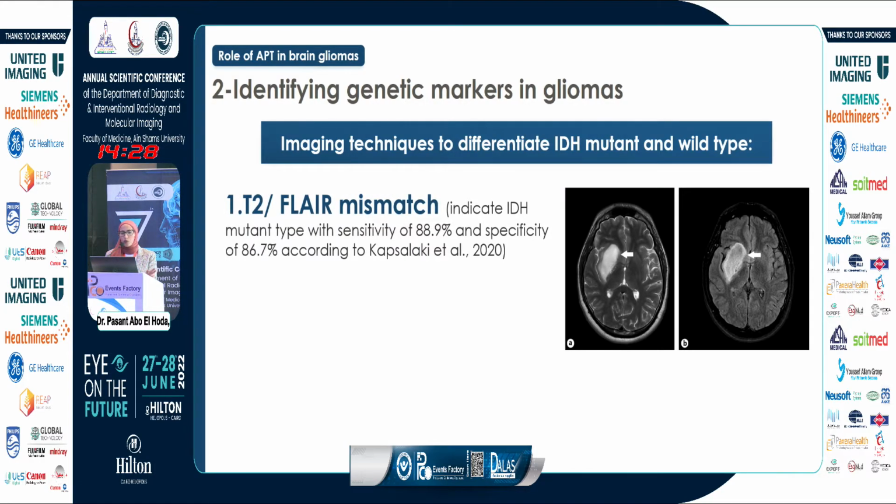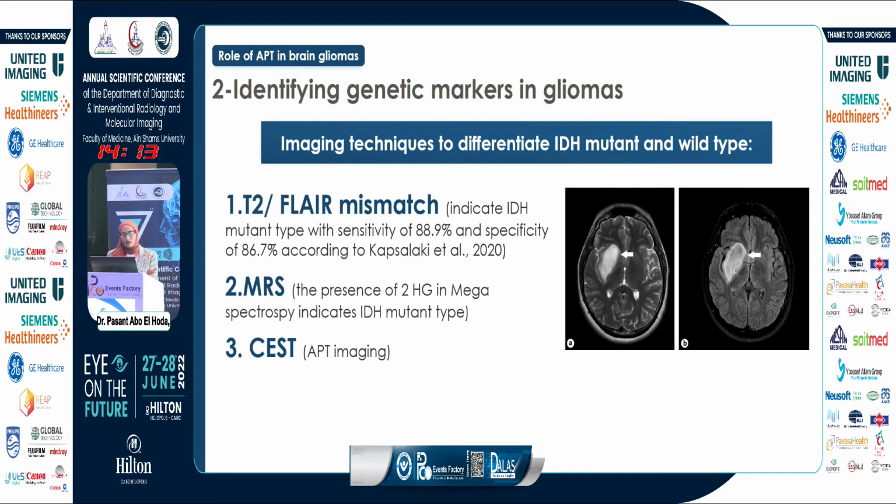Usually in our team practice, we depend on T2 FLAIR mismatch, which usually achieves sensitivity of 88.9% and specificity of 86.7%. Also, we can depend on MR spectroscopy, where the presence of 2-hydroxyglutarate indicates IDH mutant type. Finally, we can talk about our CEST or APT imaging.